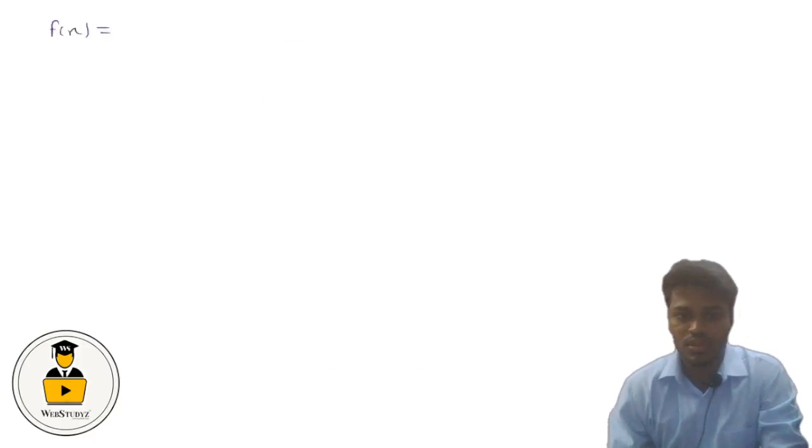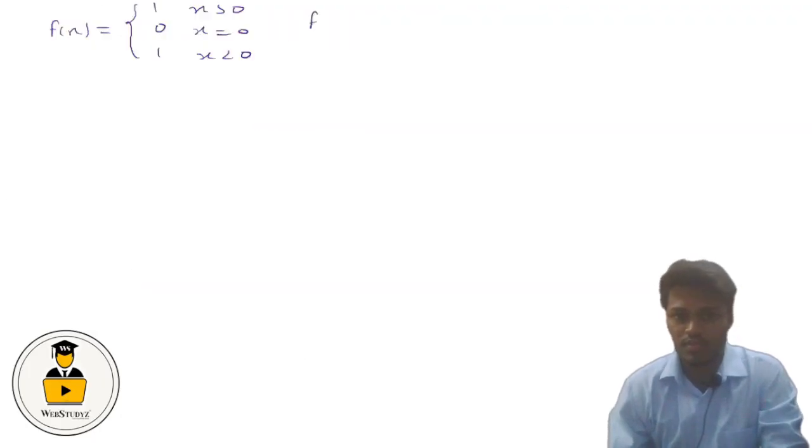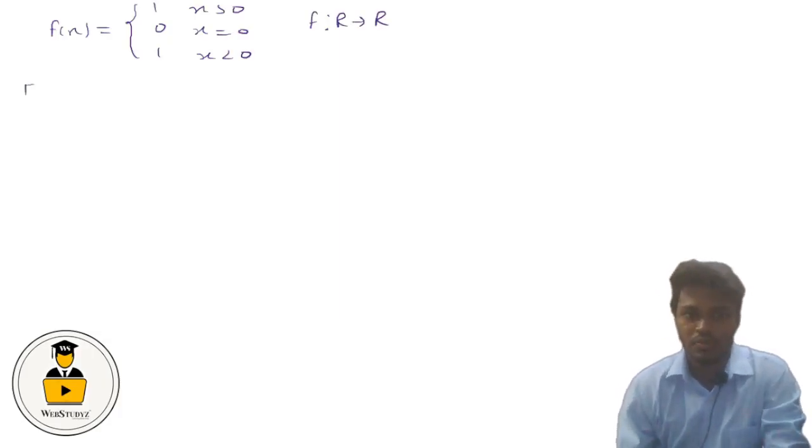So our function is f of x equals 1 when x is greater than 0, 0 when x is equal to 0, and -1 when x is less than 0. This is our function and it is from R to R. So first we will check for a 1-1 function.